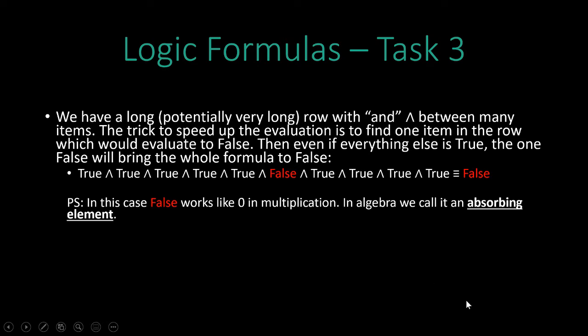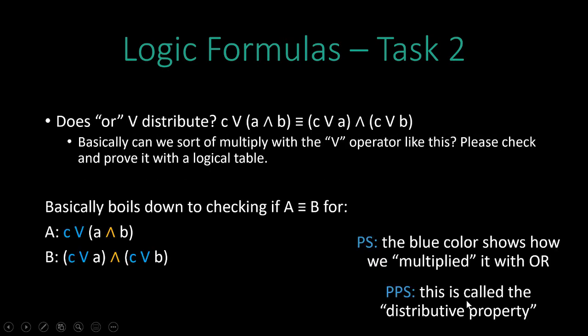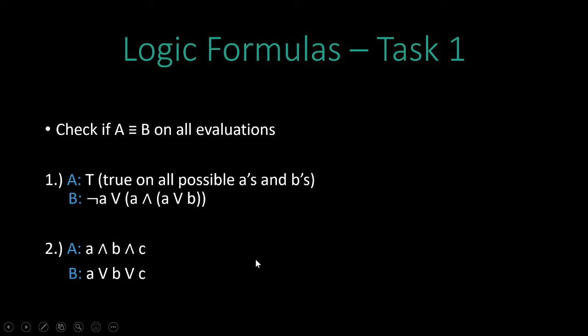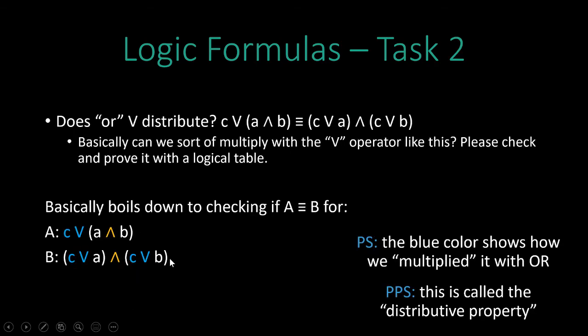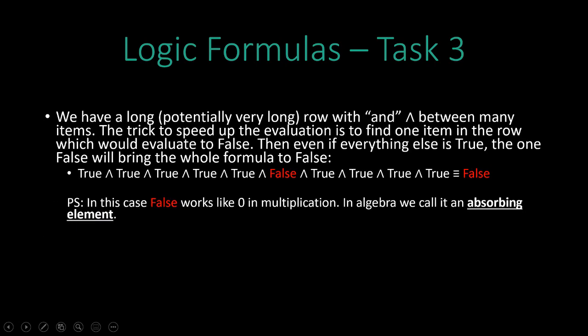Tasks number 3 and 4 are easier. I think the most work is task number 1 and task number 2. So don't worry, tasks 3 and 4 will be easier. And that's to illustrate that there is a strange behavior in a large row of ANDs.